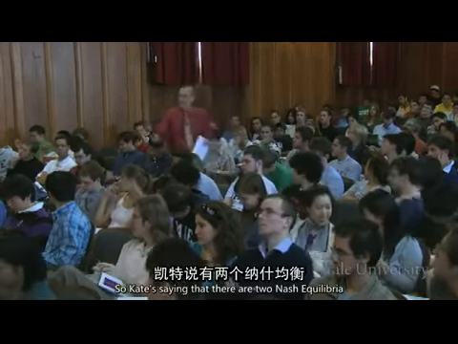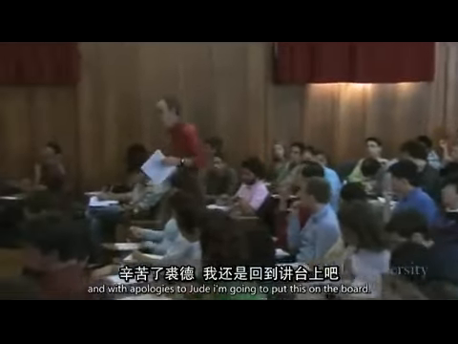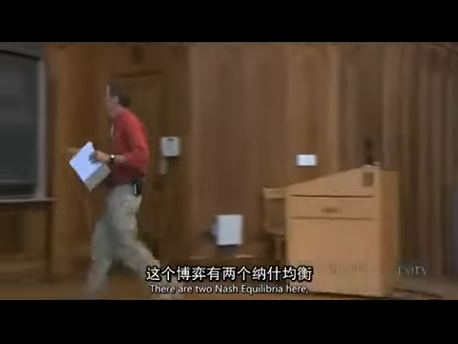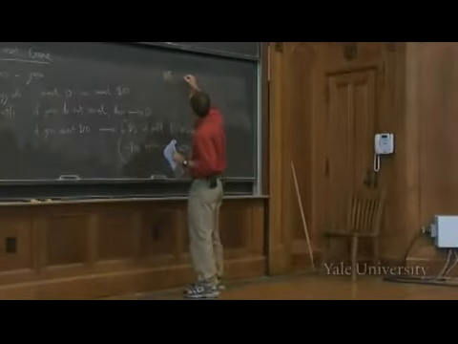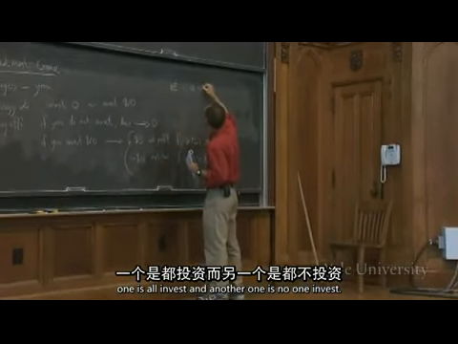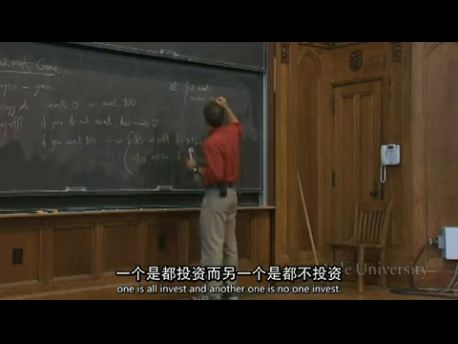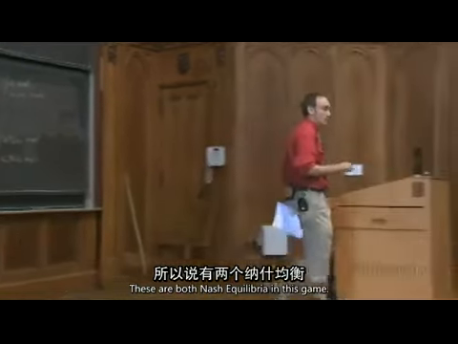So I've forgotten your name. Kate. So Kate's saying that there are two Nash equilibria, and with apologies to Jude, I'm going to put this on the board. All right, there are two Nash equilibria here. One is all invest, and another one is no one invests. All right, these are both Nash equilibria in this game.